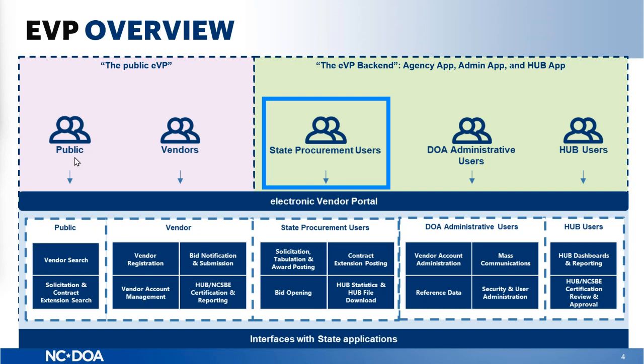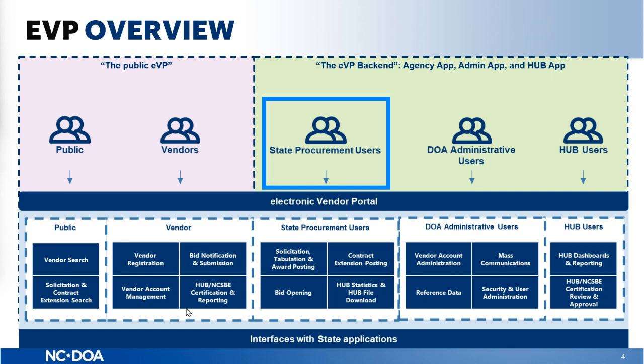And there's also literally a public aspect to the public eVP, which is where we'll show you later on the current public vendor search that is still going to exist. We'll show you on your back-end agency app. You also have a vendor search now, which is really nice. And then posted solicitations. So what IPS was doing, that is now existing in the whole eVP.